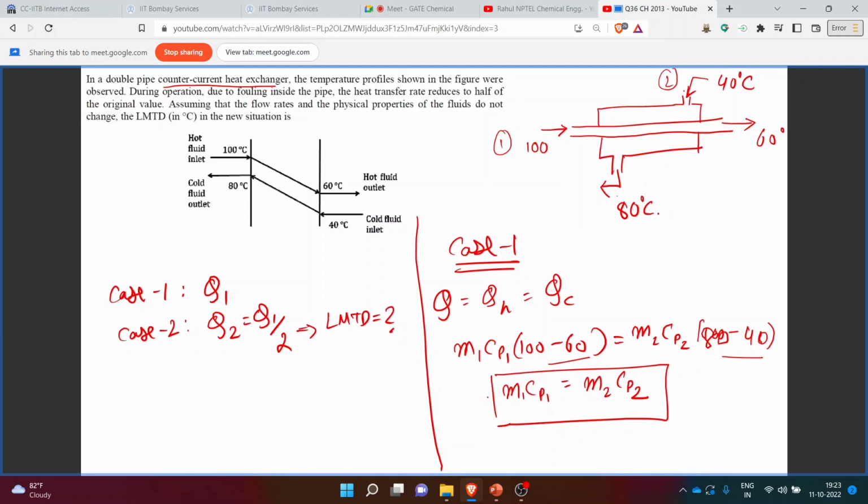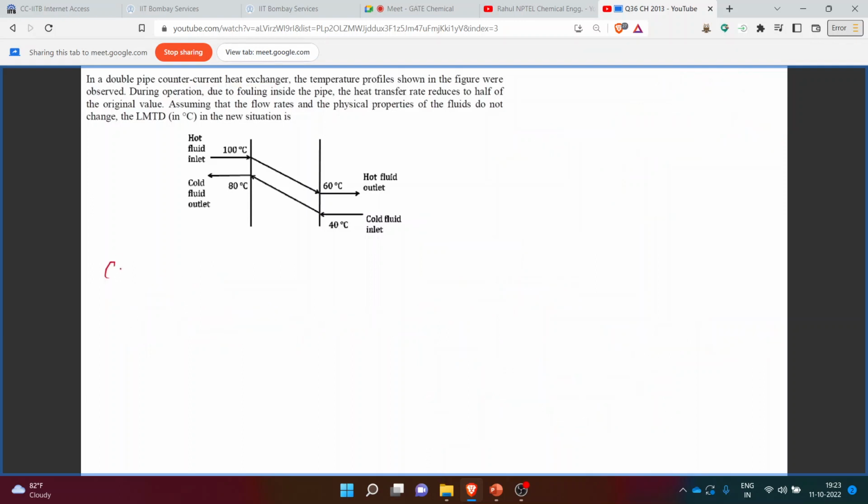Now we will do it for case 2, that is the fouling case. For this case, let's consider the hot fluid outlet temperature to be T1 dash out. Similarly, the cold fluid outlet temperature will be T2 dash out. The inlet temperatures of both fluids will remain the same. So this is the cold fluid outlet, and over here we have the hot fluid outlet, that is T1 dash out.